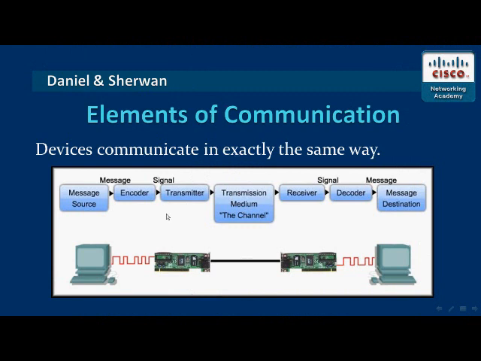Now we have a more detailed diagram. We have the PC, the transmitter, the network card, and through the channel to the second NIC or network card, to the second transmitter, to the second PC.